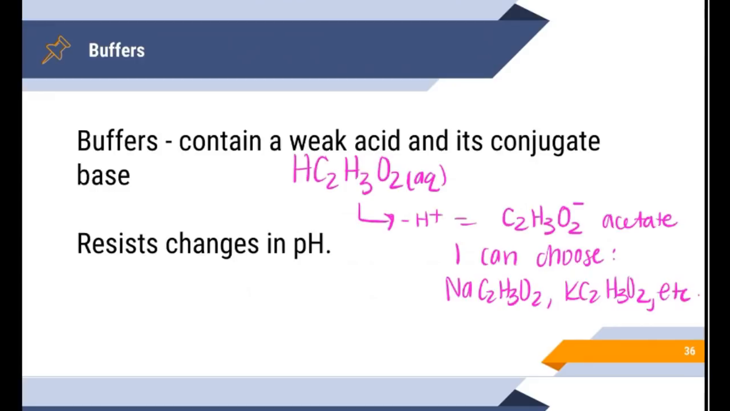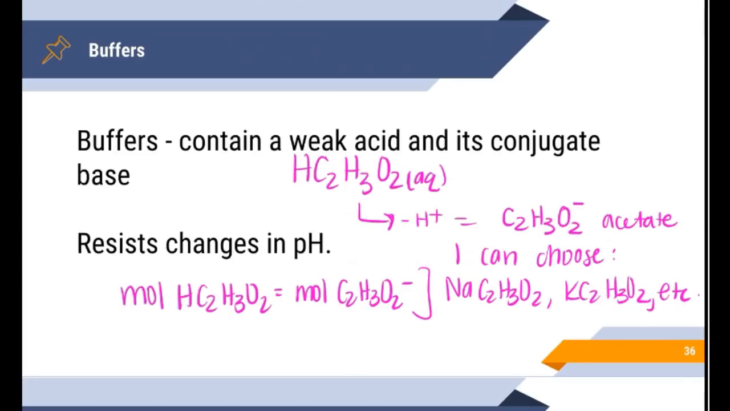What I want to make sure I do, though, is that I look at my moles of acid. I want that to equal my moles of acetate. So you want to make sure you're choosing molarities and moles that are the same, because you want a good 50-50 mix of the moles in there. So how do they resist changes in pH? We're going to go way deeper into this when we get to equilibrium. It's so much easier to understand then, but I'm just going to tell you now so you have an idea of how this works.